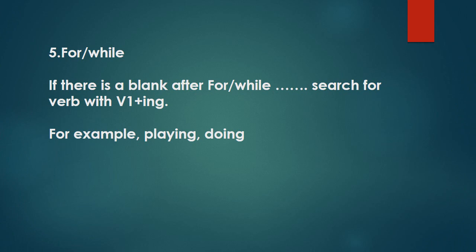Fifth rule is for for and while. So when there is a blank after for and while, you will always search for a verb with its ing form. As you can see on the screen, playing, doing, these are the verbs with ing form. So always look for the ing form of the word when there is for or while before the blank.